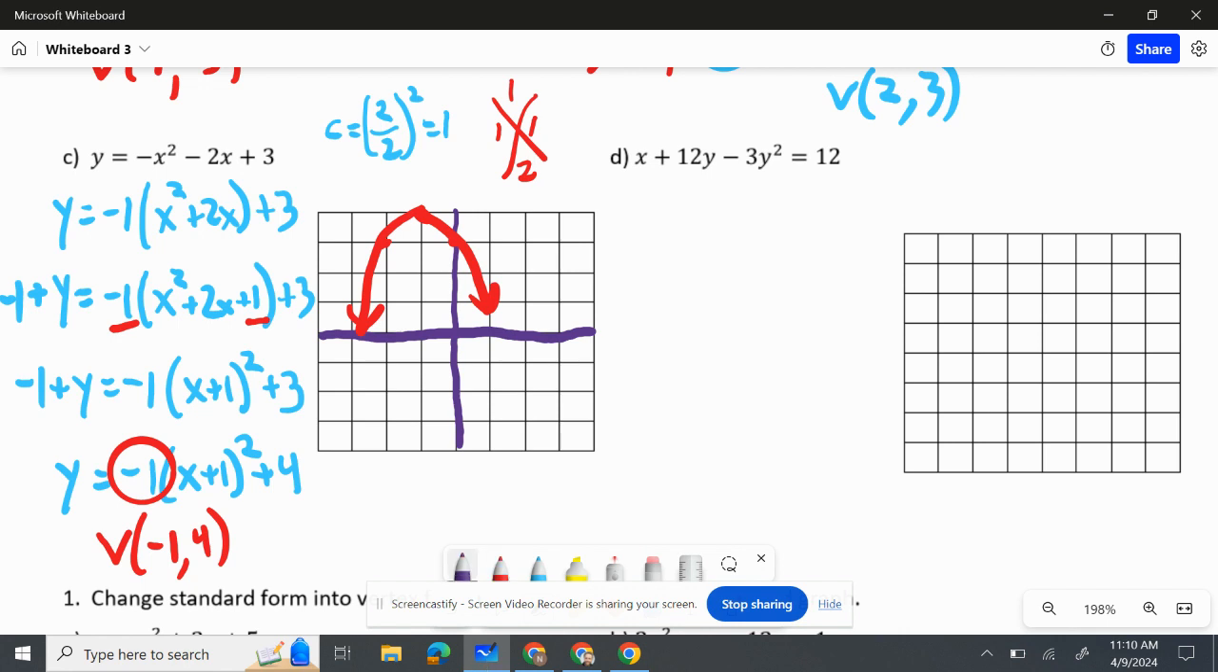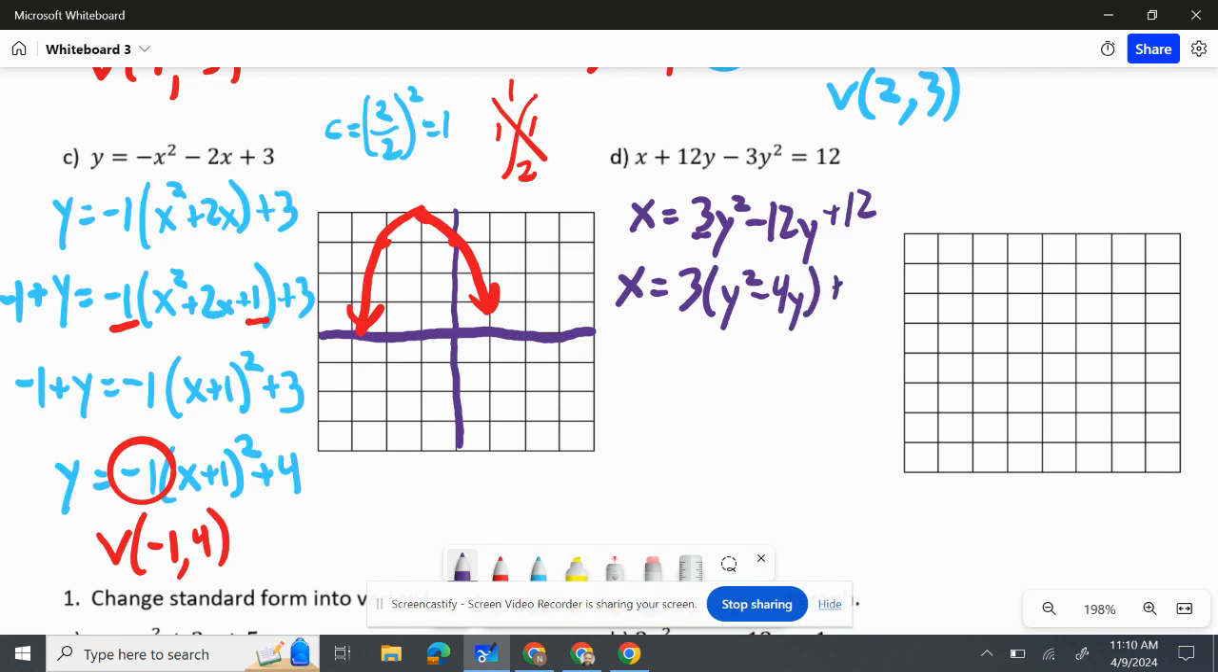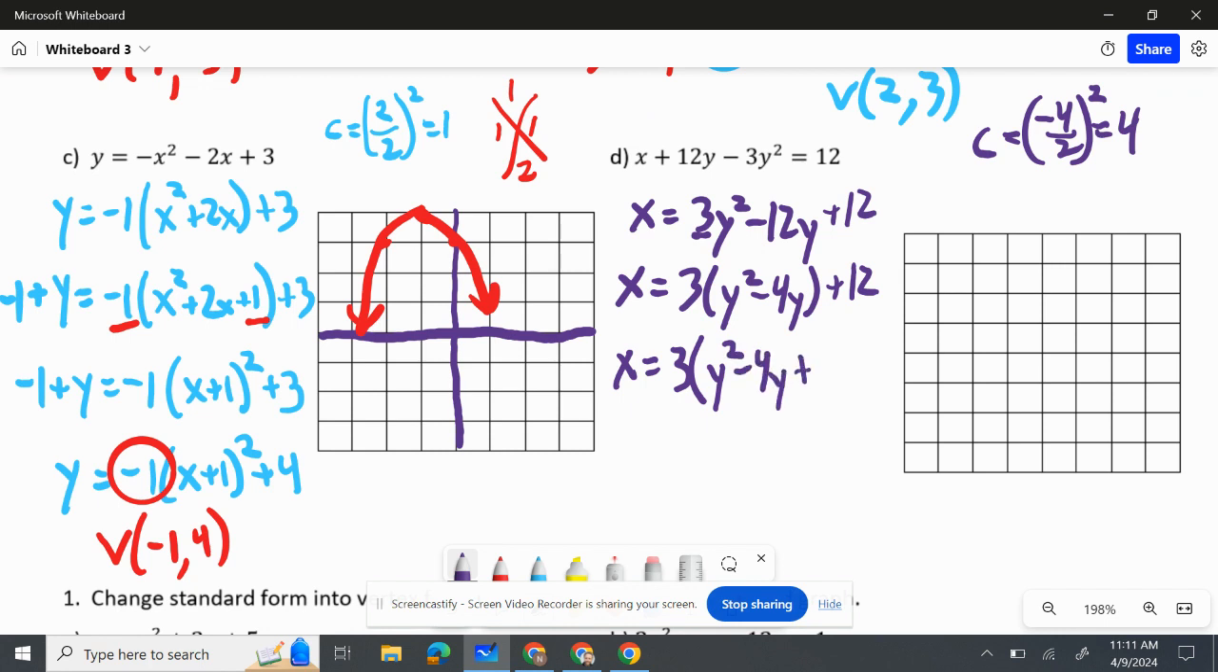Okay, looking at letter D. I'm going to get the x by itself. So I have x equals 3y squared minus 12y plus 12. My a value is 3, so I'm going to factor out a 3. And that gives me y squared minus 4y. Then I'm going to find my new c value. So that would be negative 4 divided by 2, and I'm going to square it, which is 4. So I have x equals 3, y squared minus 4y plus 4, and then I have plus 12.